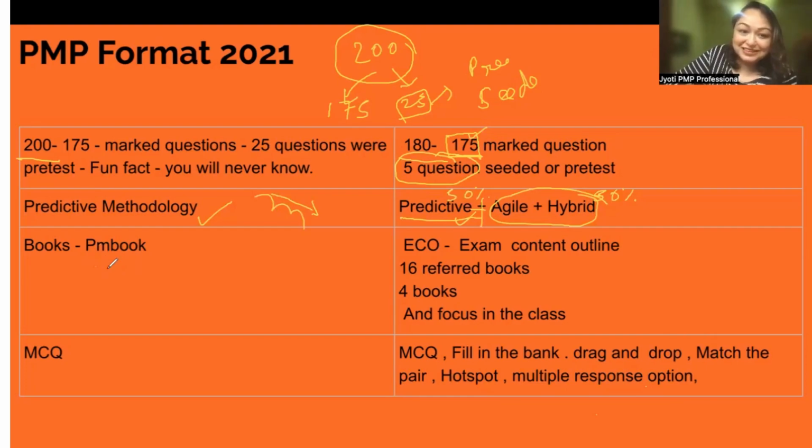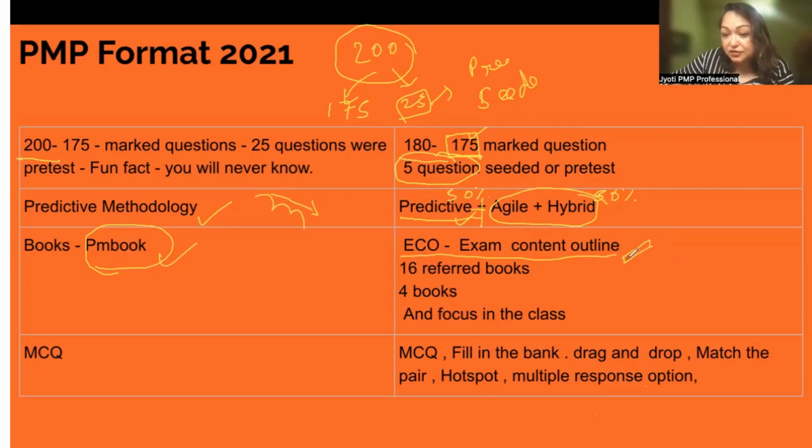Earlier, things were better. You just had to read the PMP guide and you could clear the exam. If you were able to understand the terminologies, you could get that mindset that will help you to get through the test. Now they have framed the content by the name of ECO, Exam Content Outline.